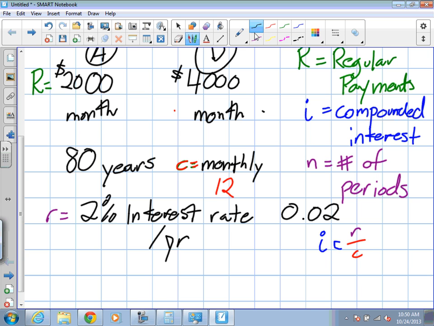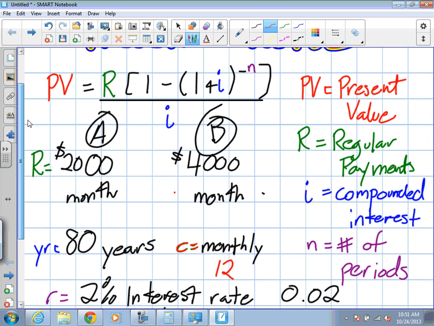Our N is also a formula. N is equal to the number of years. In this case, we're deciding to do this for 80 years. So it's our number of years times our compound period. And that's going to tell us the number of periods, how many times we withdraw money over the course of 80 years. So if you guys have those TVM solvers, let's see if you guys can plug it in right now and try to get it. We're going to work through this with the formula.